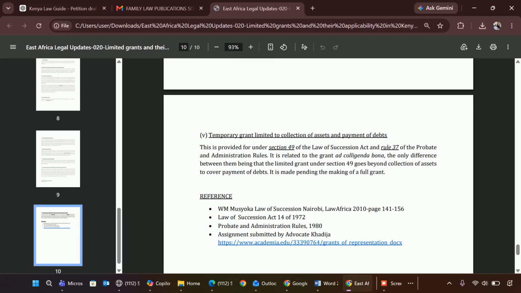Then you have temporary grant limited to collection of assets and payment of debts. This is provided under Section 49 of the Law of Succession Act and Rule 37 of the Probate and Administration Rules. It is related to the grant ad colligenda bona. The only difference between them being that the limited grant under Section 49 goes beyond collection of assets to cover payment of debts. It is made pending the making of a full grant.